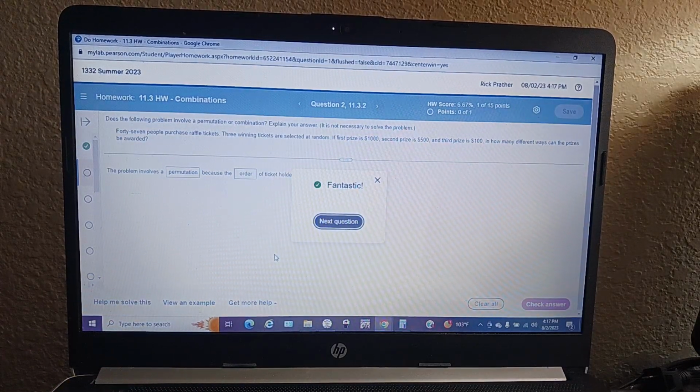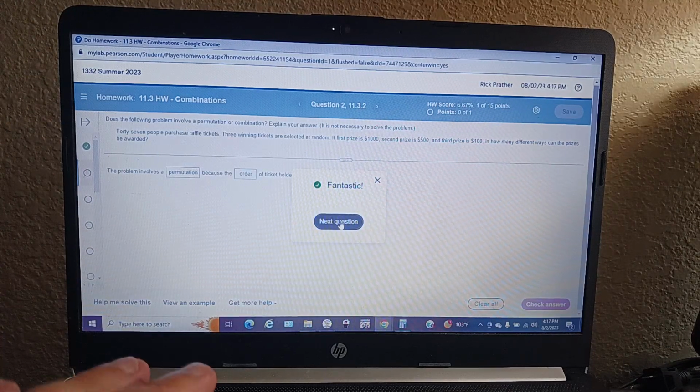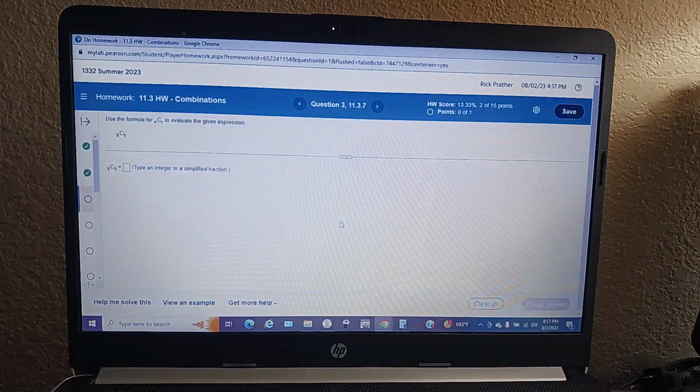Now you could repeat this, and if the prizes were $500, $500, $500, then it would switch to a combination, because then you're treating all the people the same. Combinations and permutations are so close that literally all it comes down to is whether you're treating them differently or the same, which tells you whether the order matters or not.